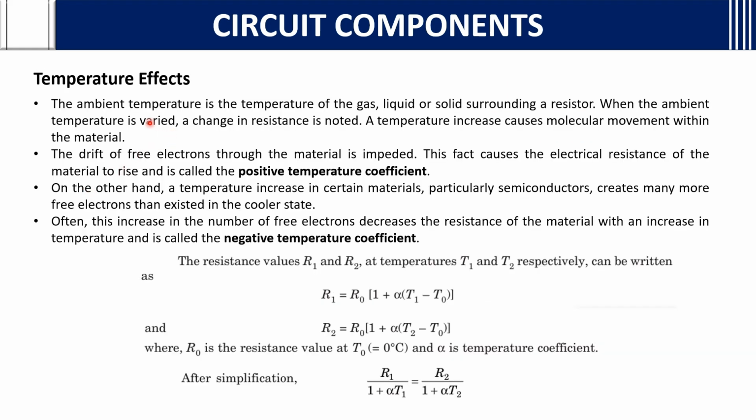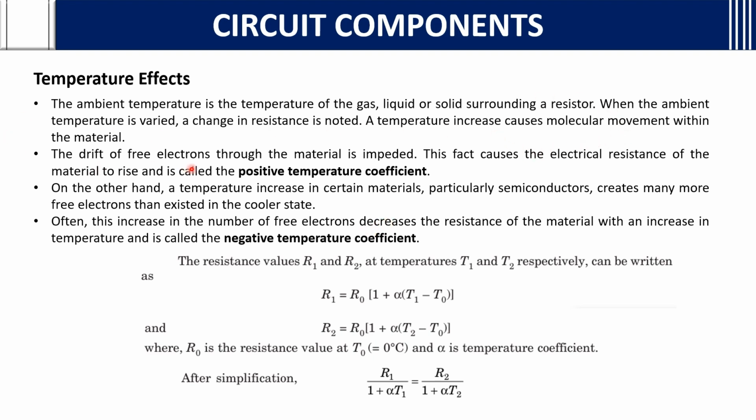Temperature effects of the resistor. The ambient temperature is the temperature of the gas, liquid or solid surrounding a resistor. When the ambient temperature is varied, a change in resistance is noted. A temperature increase causes molecular movement within the material. As there is an increase in the temperature, the molecular movement of the material also changes. As you see, when you boil water, as the temperature is increasing, the liquid changes its movement. The molecular movement can be seen.